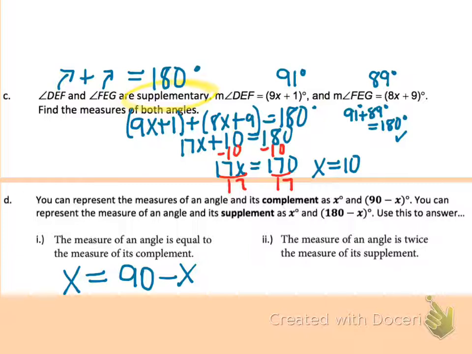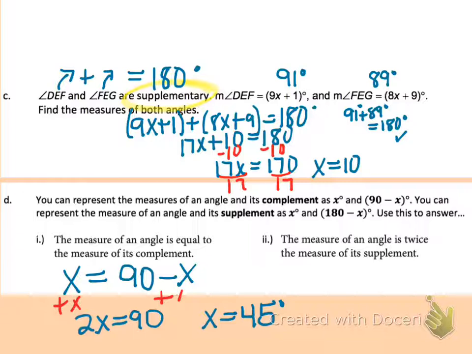But just to show you this equation does work that we wrote, we could add x to both sides, and then now we have 2x is equal to 90, and divide by 2, that means x must be 45 degrees. So one angle is x, that's 45, the other is 90 minus x, that makes 90 minus 45, and they're both 45. How about the second part?